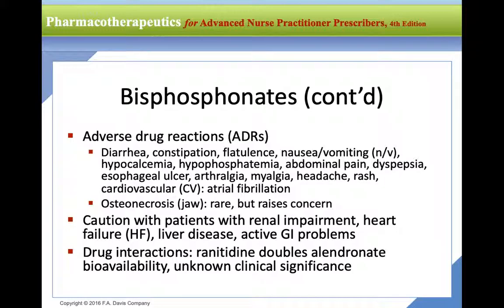Osteonecrosis of the jaw is very, very rare, so you probably don't need to tell your patient that this can happen or to be on the lookout for it, because it's so rare. But if someone is on a bisphosphonate and complains of jaw pain, that's something you may want to test for.